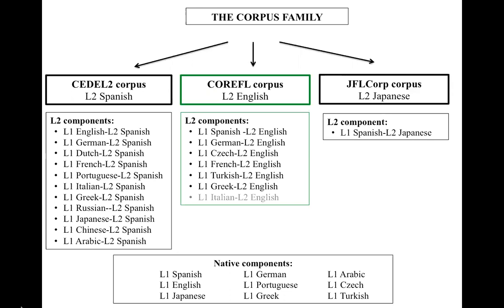Now, something else that is interesting about the corpus, which I'll refer to later on, is that there are also native components shared across the three corpora. The native components that are represented in this corpus family so far are Spanish, English, and Japanese. So that covers the target languages for the three learner corpora, and we also have more native material, in particular L1 German, L1 Portuguese, Greek, Arabic, Czech, and Turkish.